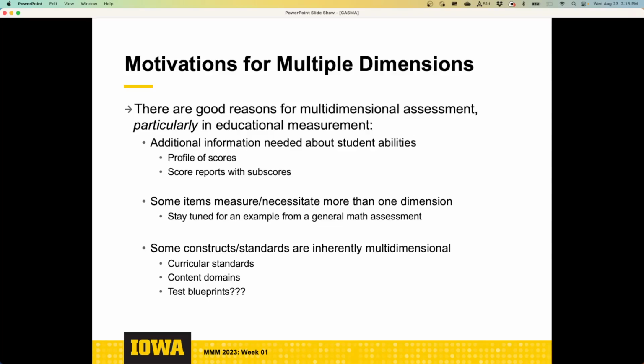I think there are good reasons for multidimensional assessment, particularly in education, particularly if you think about classroom assessments, formative assessments, what students are learning. We get additional information about student abilities. We get a profile of scores for a student. Sometimes, depending on what you're measuring, you may need more dimensionality. What do I mean by that?